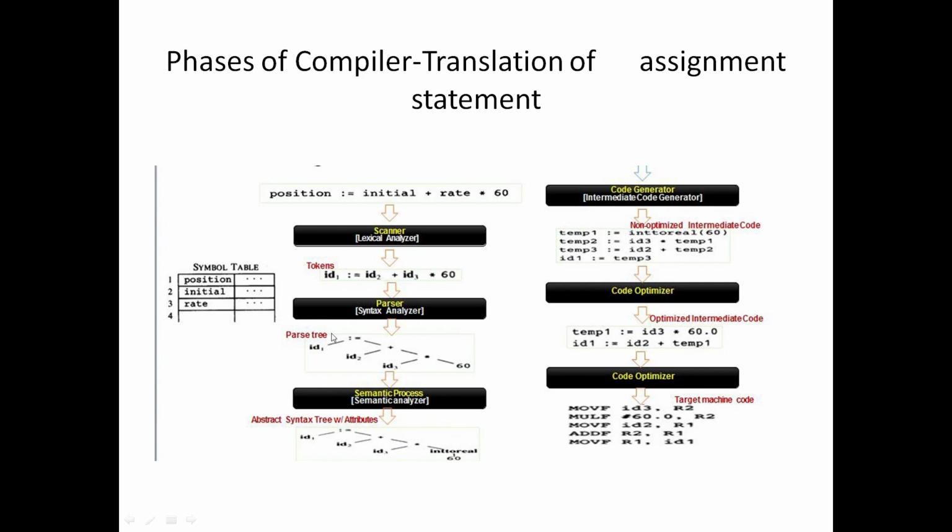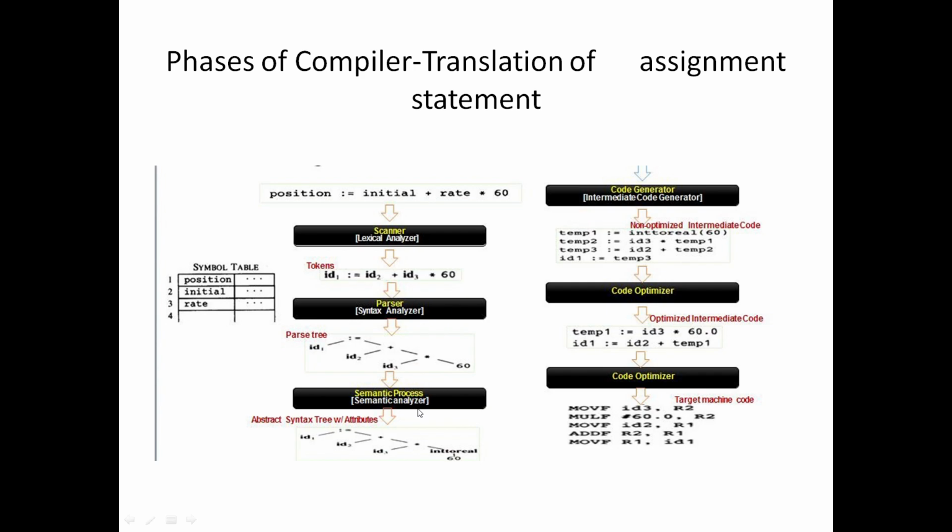Then we have the parse tree. Here star is an operator, id3 is the left child and 60 is the right child. Then plus, id2 is the left child and this entire expression is the right child. Then again equal, id1 is the left child and the entire expression is the right child.